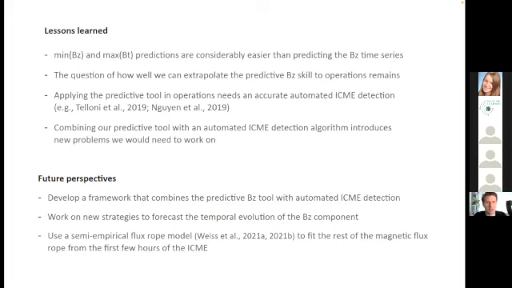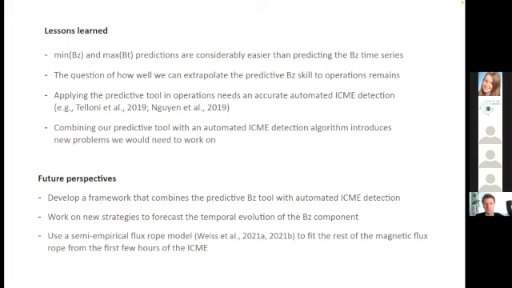I also would like to talk a little bit about the lessons learned from this study. Probably the most important lesson that we learned was that focusing on the minimum value of the BZ and also on the maximum PT is much easier than really predicting this temporal evolution. But still, it's quite important from the perspective of an actionable forecast. But this step definitely significantly reduced the complexity of the problem.